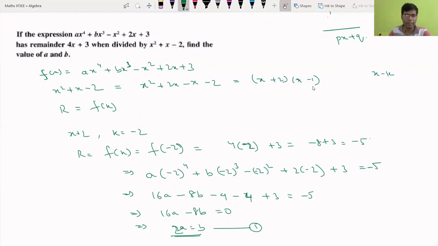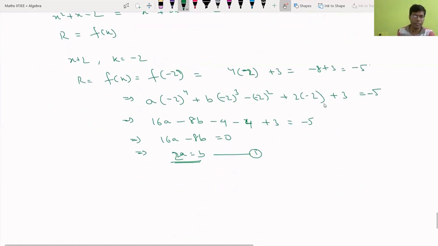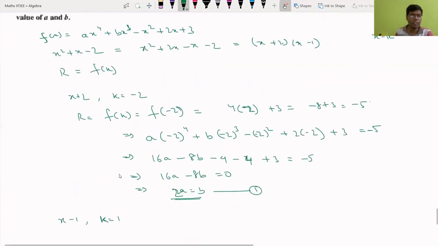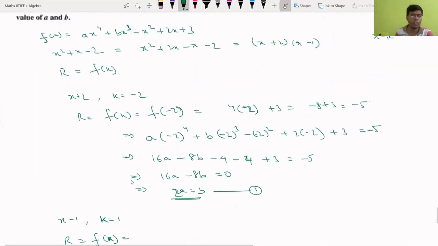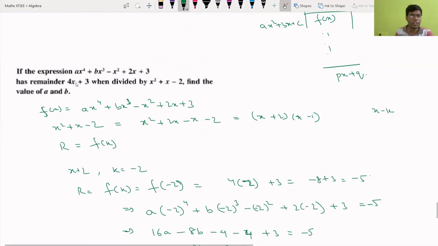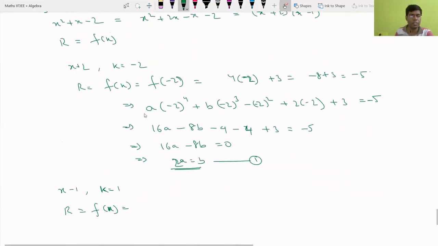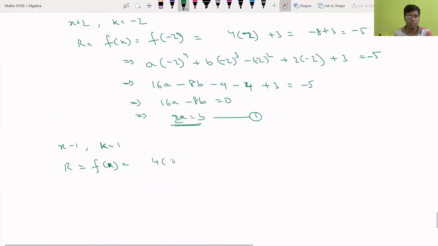Now let me take x minus 1. When I take x minus 1, my k is equal to 1. Let me write what my remainder is. If k is equal to 1, my remainder is f of k, so put x equal to 1 in the given remainder. This will be 4 multiplied with 1 plus 3, that is 7. And what is f of 1?